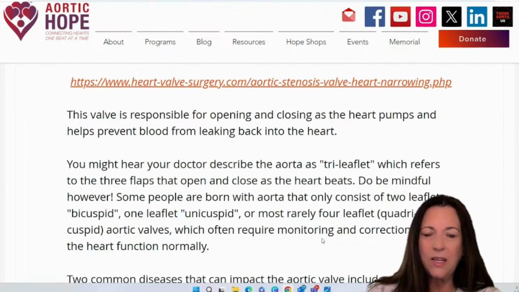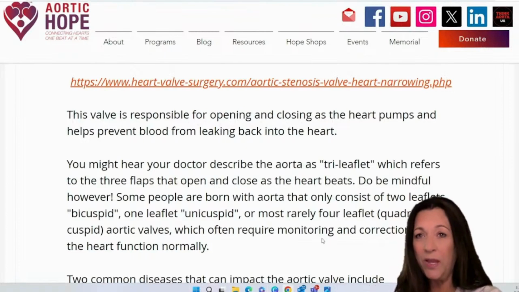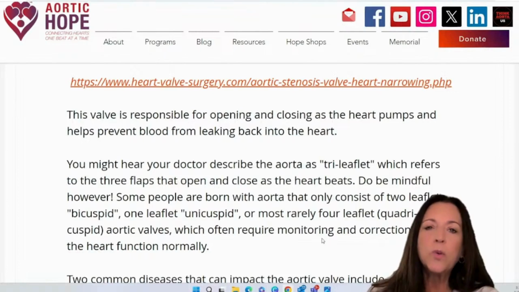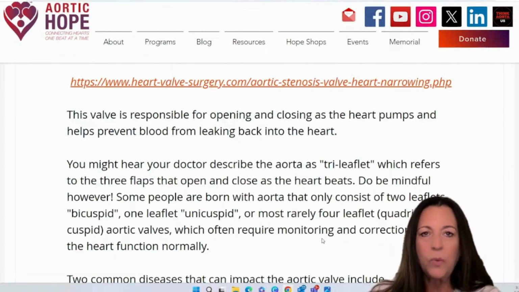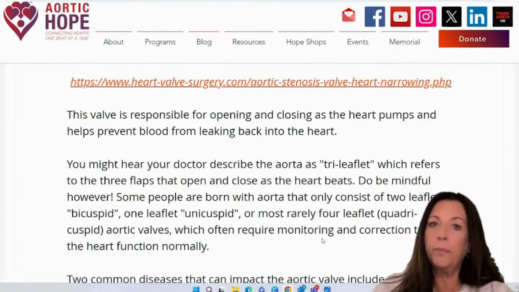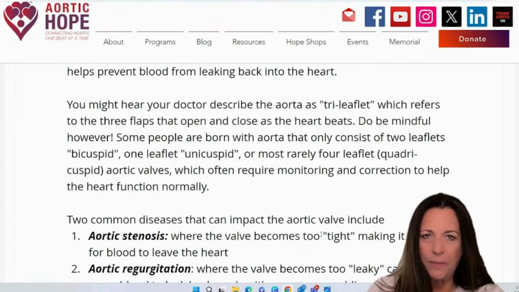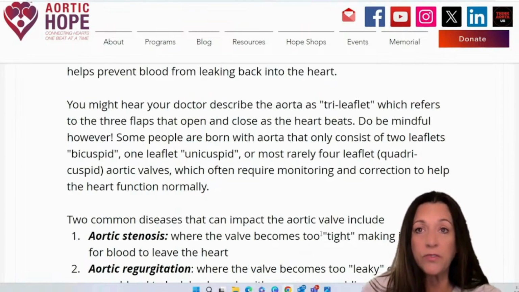Any of those will require monitoring and correction at some point to help the heart function normally. Those are things that you are born with. That would be considered a congenital heart defect. It's not something that you get as you age. You're either born with a normal heart valve or you're born with something that's a lot more interesting, okay? It's not something that happens over time. You can't do something to yourself to create this.